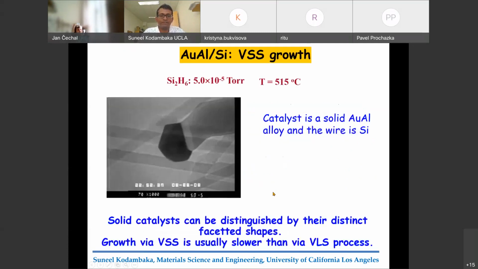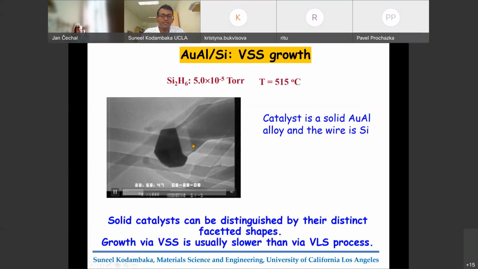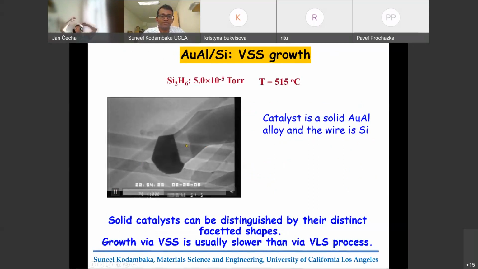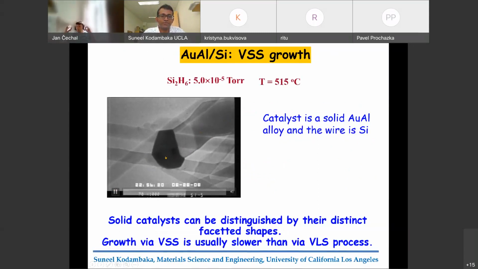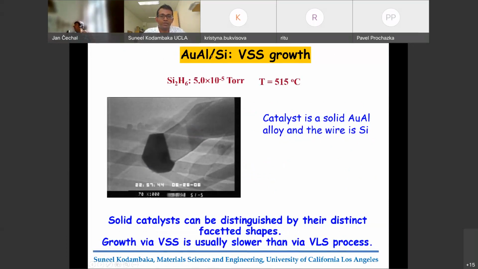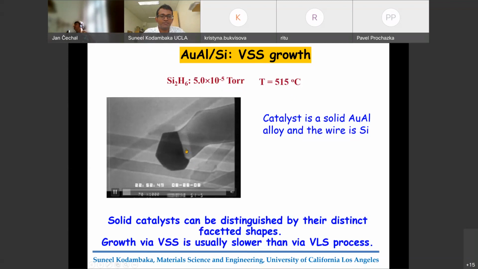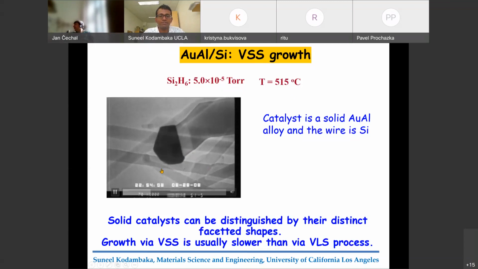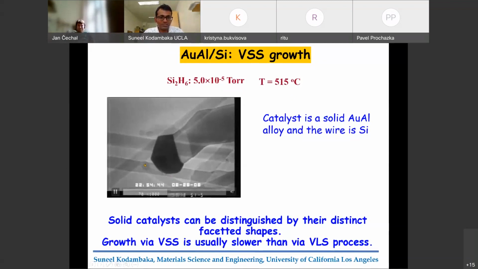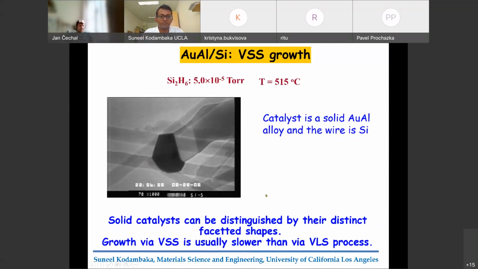And here is one example of such a solid catalyst leading to the growth of a silicon nanowire. This is a silicon single crystal nanowire growing with, in this case, a gold aluminum alloy with silicon. Under this temperature, this is a solid catalyst, and so you can see that it's a heavily, strongly faceted tip. As you have seen here, it also grows, but relatively slowly compared to the droplets in the background in this particular field of view.